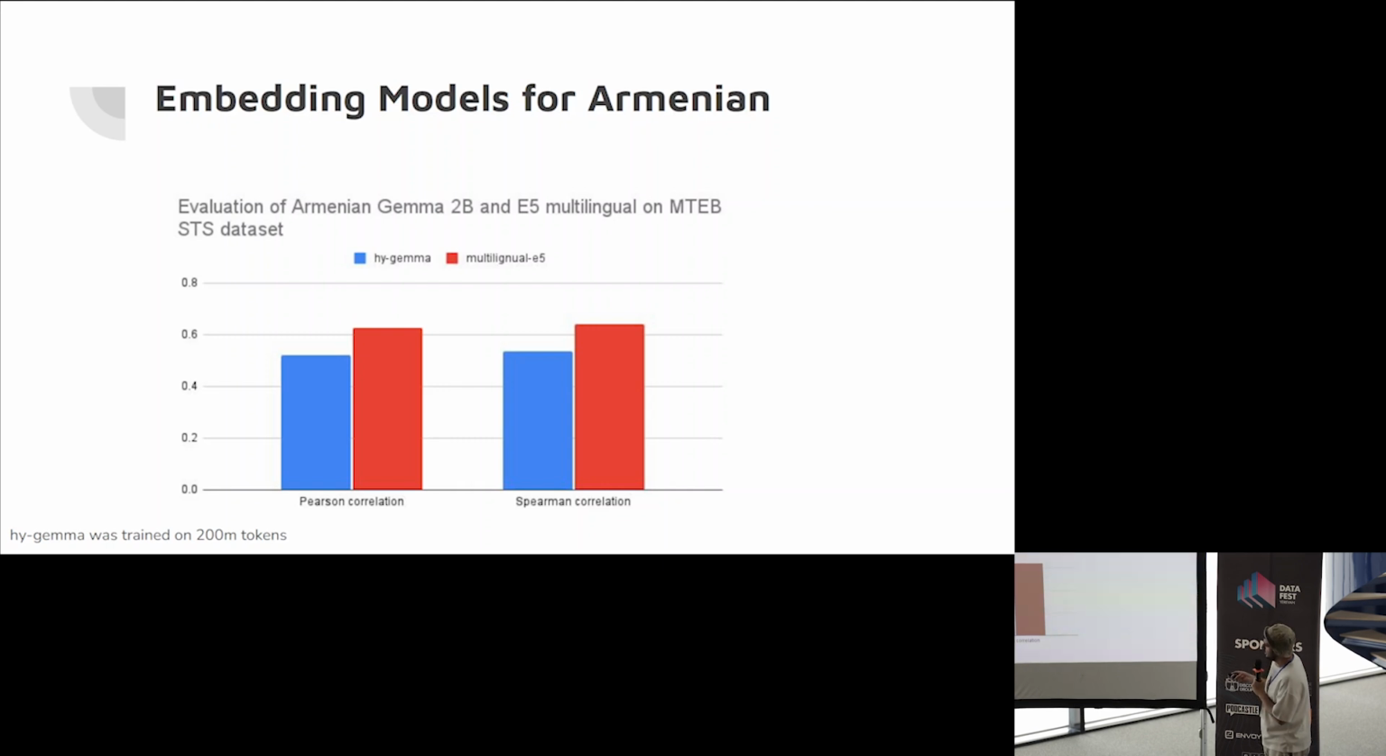Also, just as I said, our training dataset consists of 200 million tokens, and this Gemma model is not going to be the final model. And there are some improvements that we are working on.